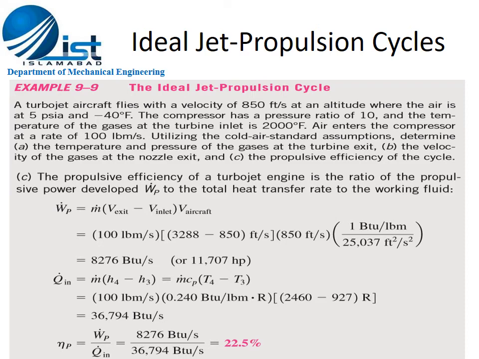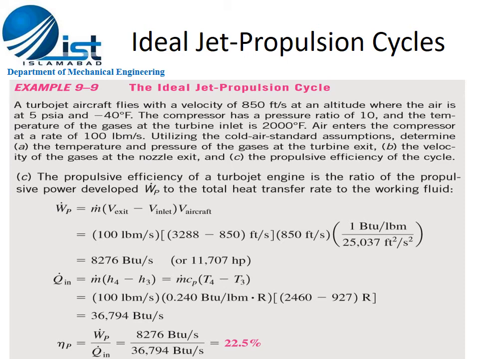So putting in all the values and the velocity of the aircraft, we can calculate W dot P, which comes out to be 8276 BTU per second. 25,037 feet squared per second squared is the conversion factor. We can also convert this British thermal unit into horsepower as well.